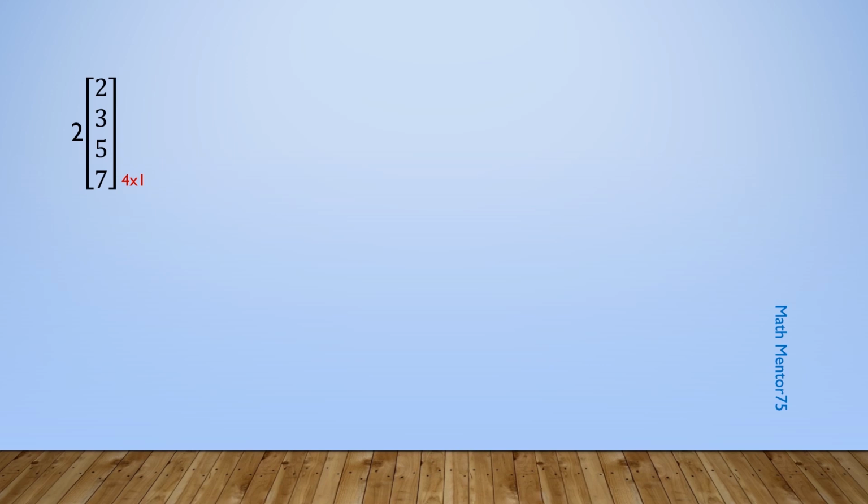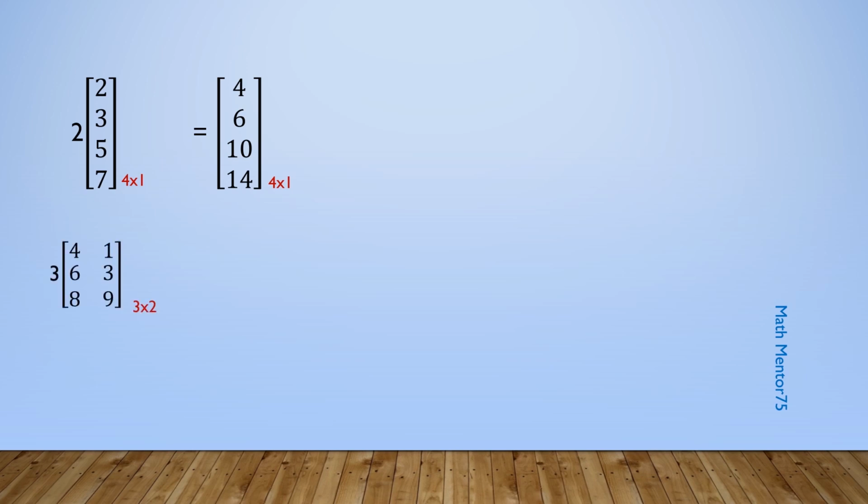Now next is scalar multiplication of a matrix. Scalar means a numeric value. Whenever a numeric value is being multiplied with a matrix, this means we are going to multiply each element with that scalar number. For instance, here we have 2 being multiplied with the given matrix. So each element of the matrix will be multiplied with 2. So the final answer is 4, 6, 10, 14. We have multiplied each element with 2.